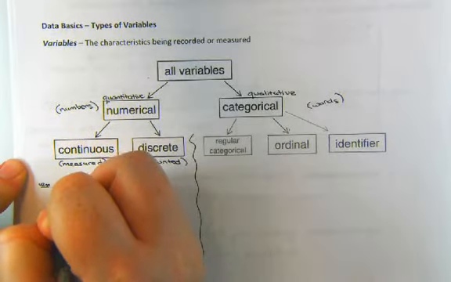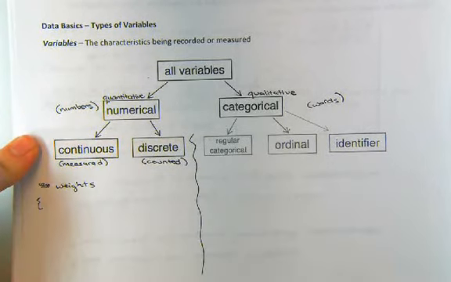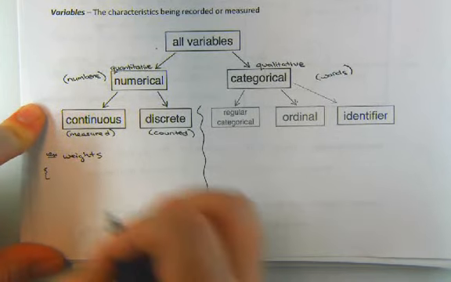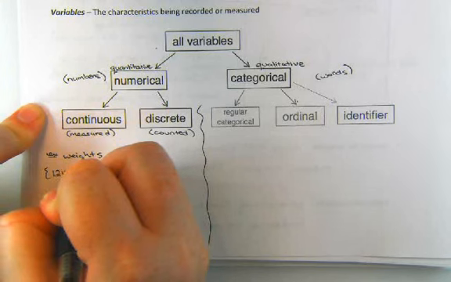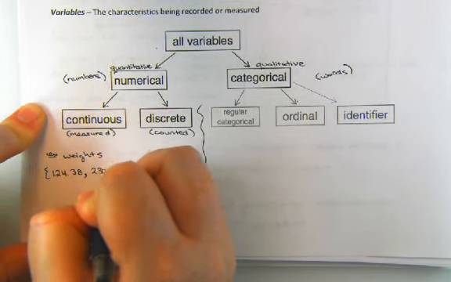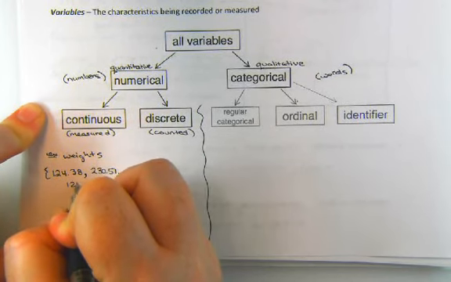If we gather their weight, it kind of depends on how specific the scale we're using is, but we could get to a certain number of decimal places of accuracy here. So let's say someone weighed 124.38 pounds, someone weighed 230.51 pounds, and we could have someone that weighed 124.39 pounds, so very close to that first person.